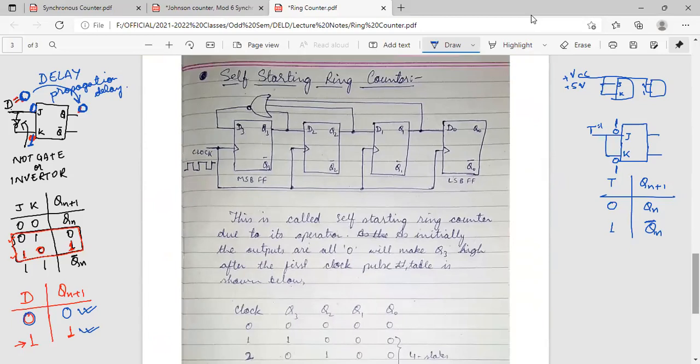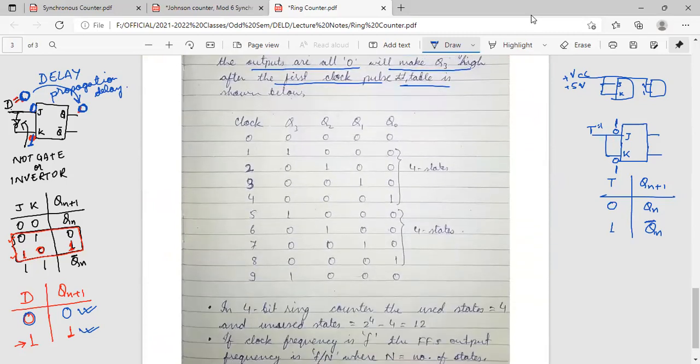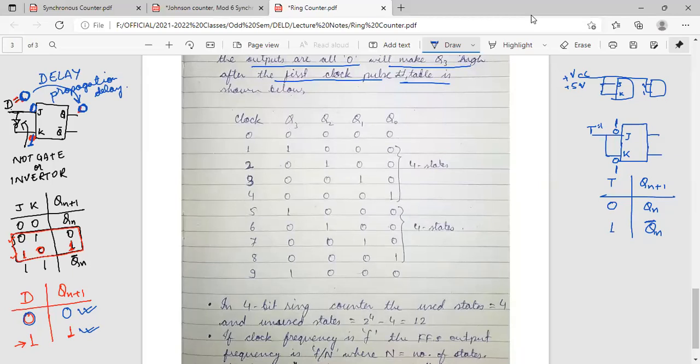So here what you can see is called self-starting. This is called a self-starting ring counter due to its operation. Why? Initially the outputs are all 0, which will make Q3 high after the first clock pulse. Let us see the table here. After all zeros we have 1 0 0 0, then 0 1 0 0. So this one will get circulated here. Now again at the output it is 1 0 0 0.